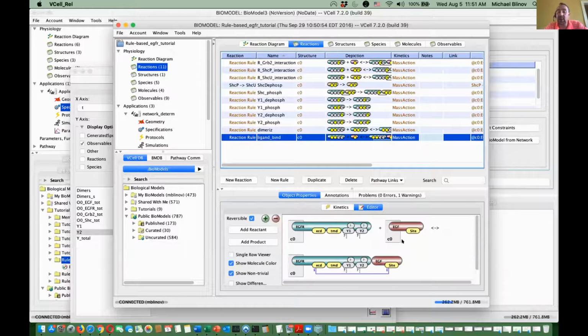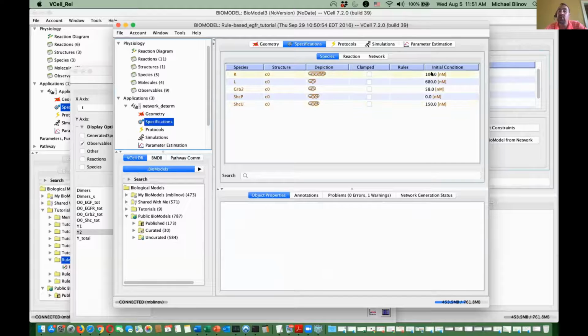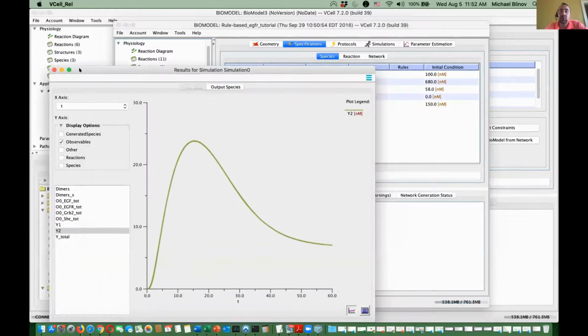And the trick is that this reaction rule actually corresponds to very many individual reactions, when all these can be phosphorylated, unphosphorylated, bound to adaptor proteins. All these individual reactions have exactly the same kinetics. All these Kf and Kr are the same. And then you definitely need to have initial conditions, and you go here to specifications and define the initial conditions. So you can generate the network without numbers, but to do time courses, you need to have certain parameterization.